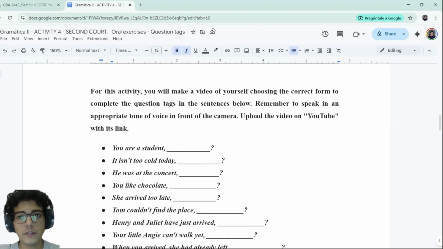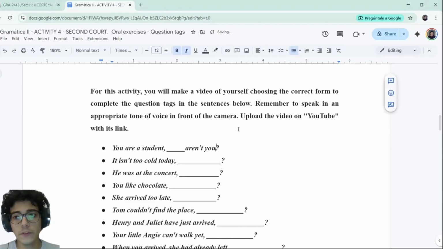So let's begin right away with the first one, which is: you are a student. If we were to add a question tag to this sentence, the correct answer is: you are a student, aren't you?